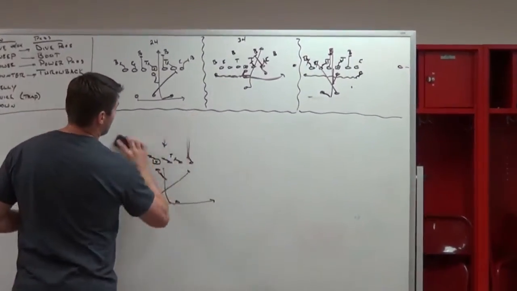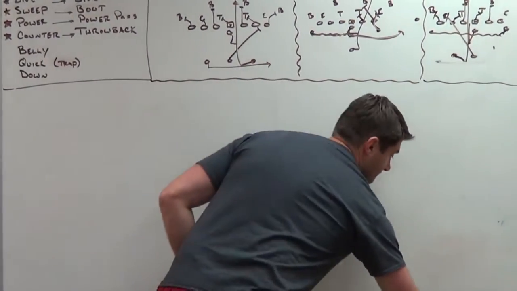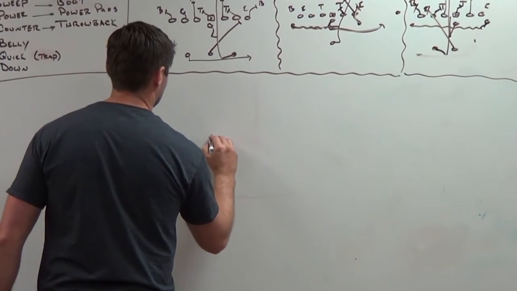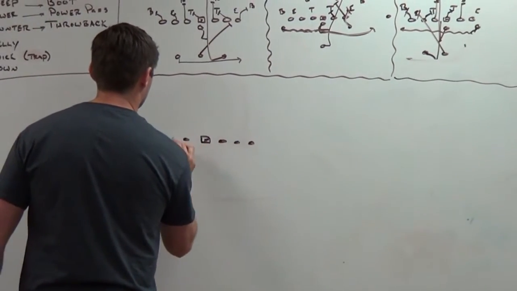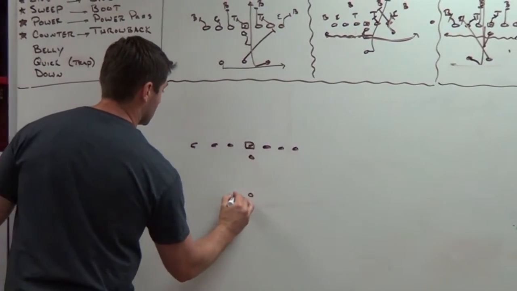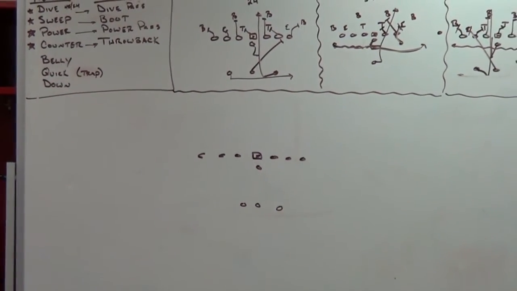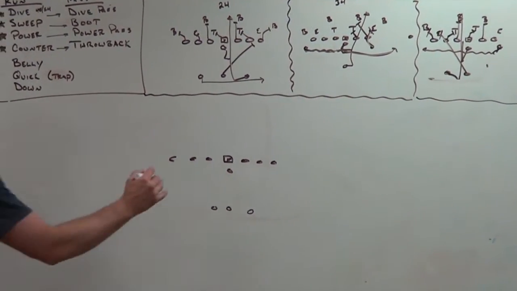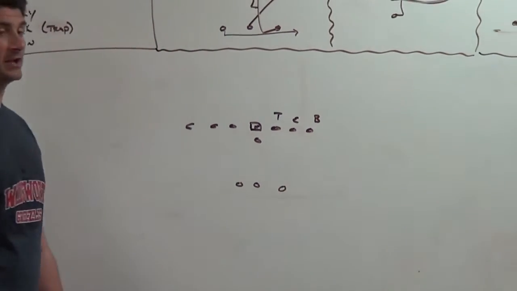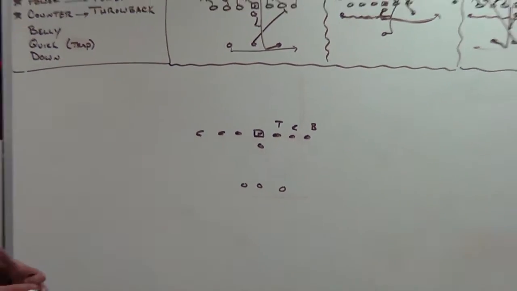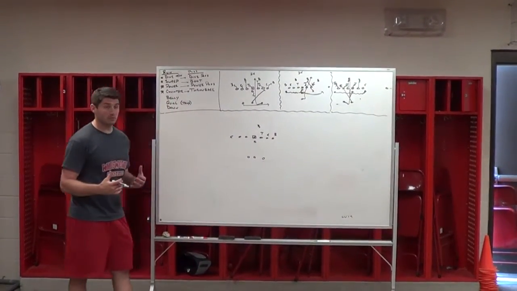sweep concept. Okay, so it would be 48 or 27 sweep. All right. The way that I've got it drawn up, so that way our kids don't have to worry about reaching. Okay, I don't want their blocking schemes to change.